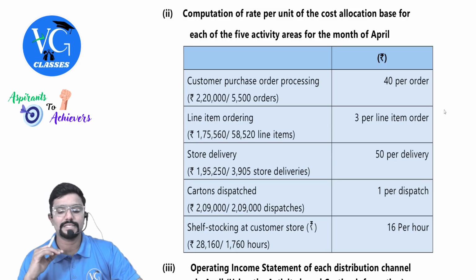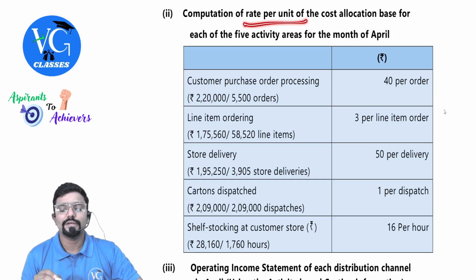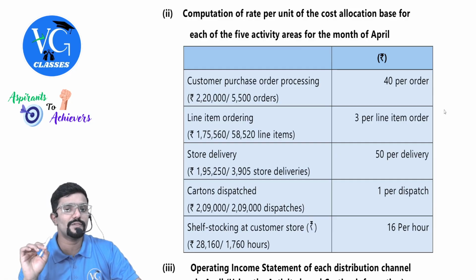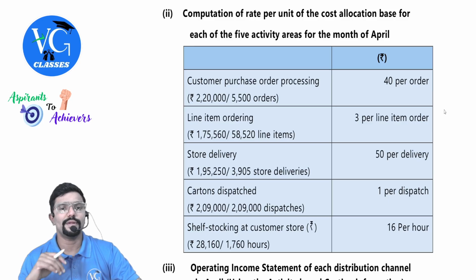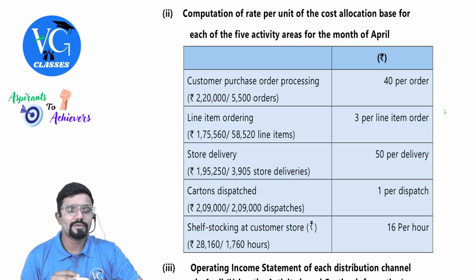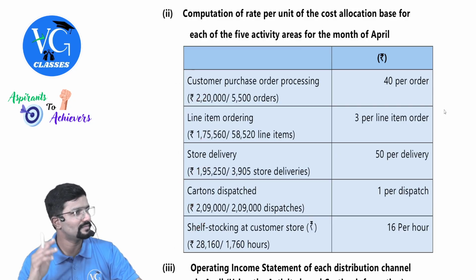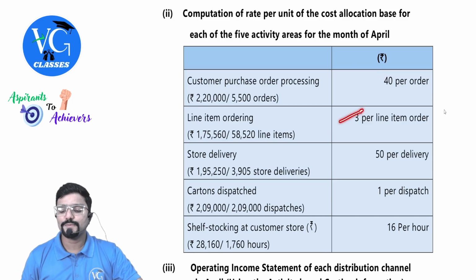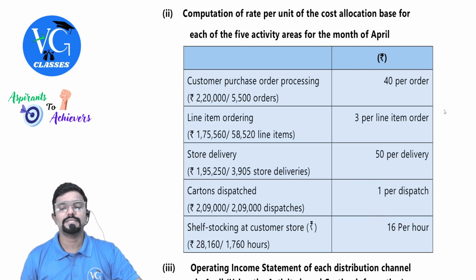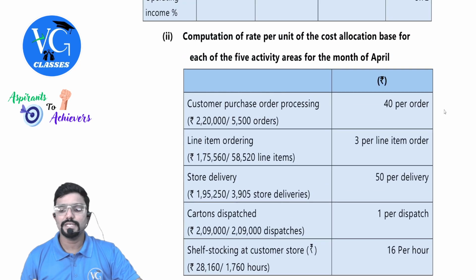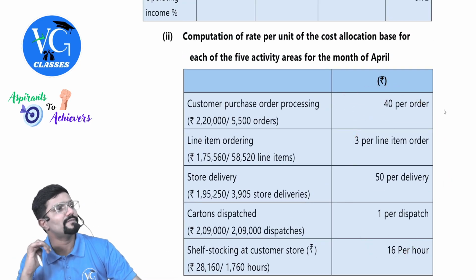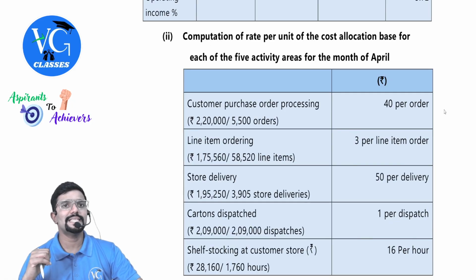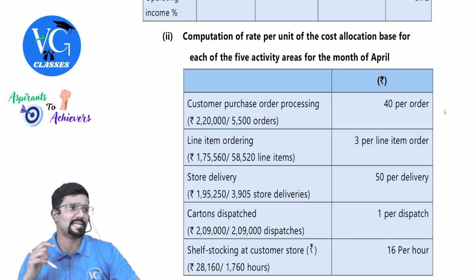Activity based costing. First, they ask you to calculate the activity rate: computation of rate per unit of cost allocation base for each of the 5 activity areas for the month of April. What are those? One by one. Guys, all this is already given; we are just dividing. So we are getting 40 rupees per order, 3 rupees per line item order, 50 rupees per delivery, 1 rupee per dispatch, and 16 rupees per hour. Using this, we will multiply with the cost driver for each of the markets to assign the activity cost to the markets, guys.